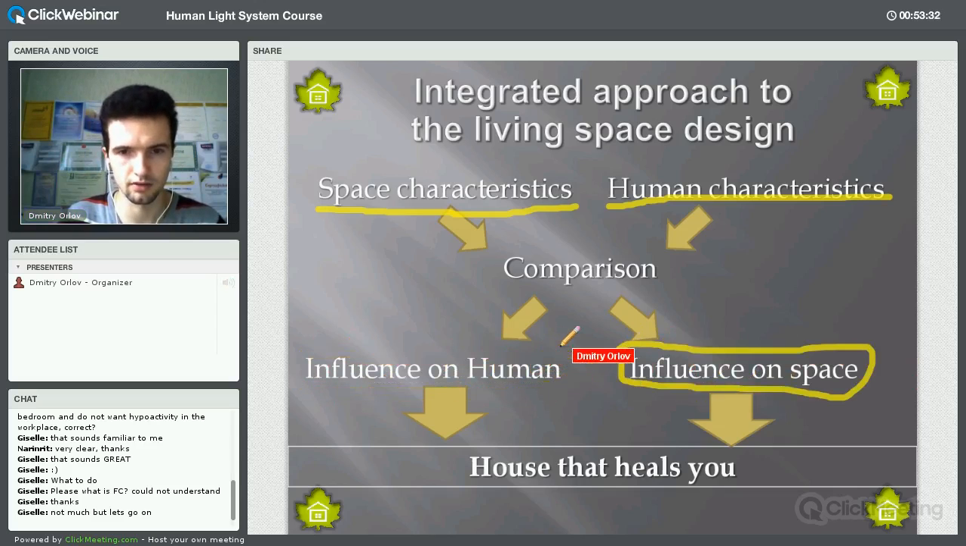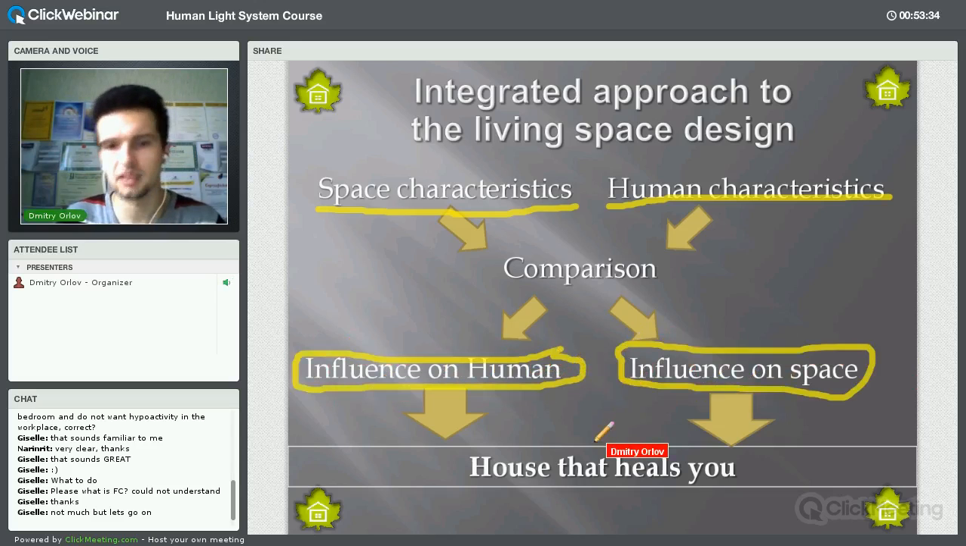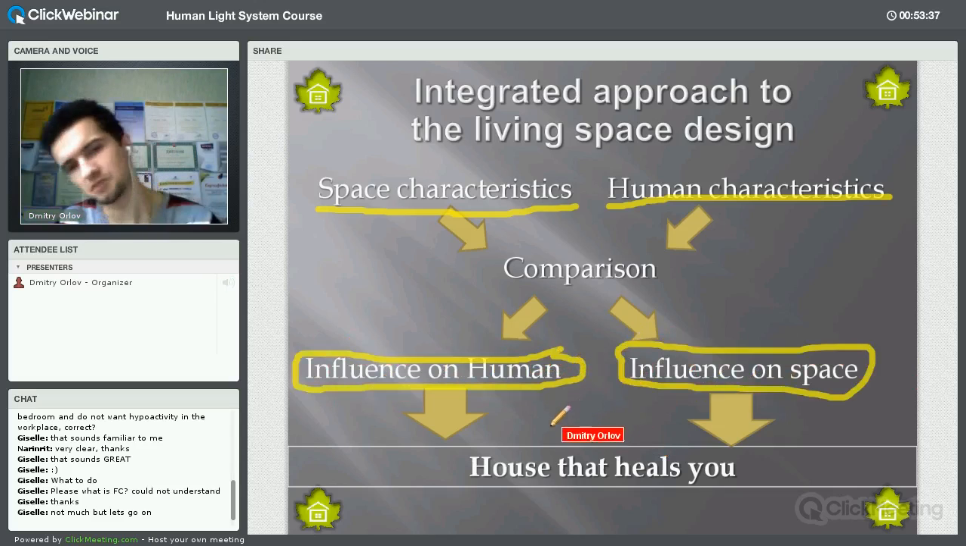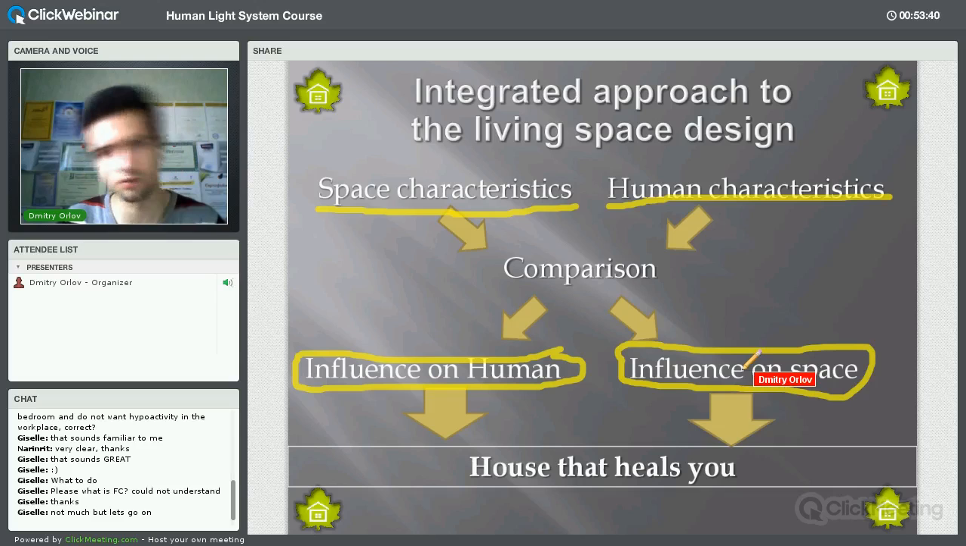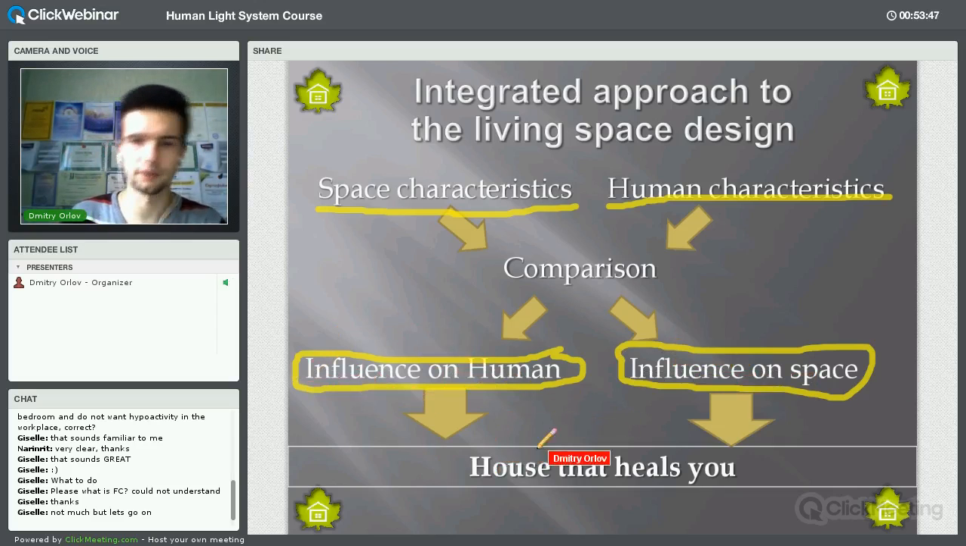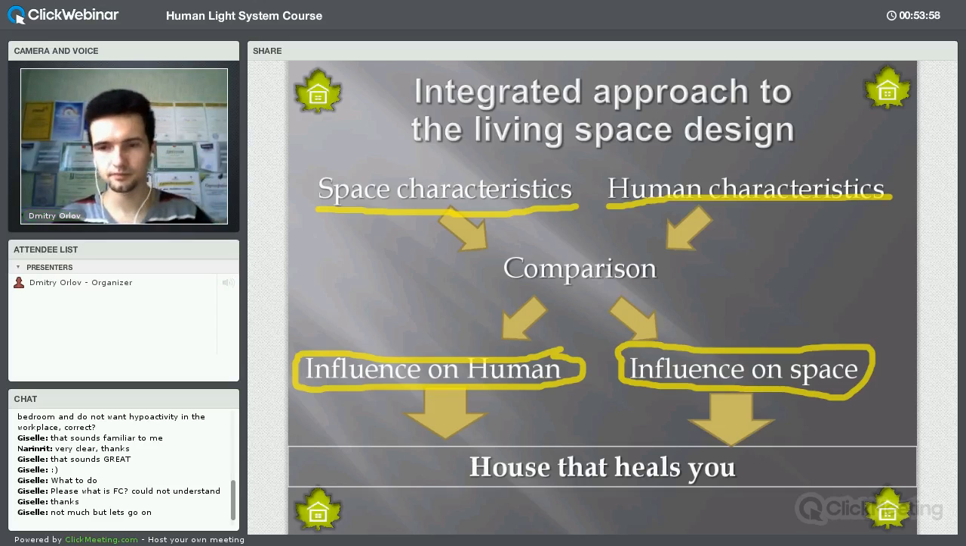That's another solution. So it's up to you how to do that. You can use one, you can use two, or you can use both at a time. Then by applying these kinds of influences, you can create a house that will heal you. That's the main idea here. That's in general how this can be applied, and I will explain in more detail about this approach in the second half of the lecture.